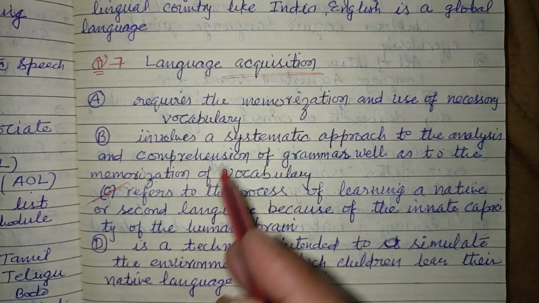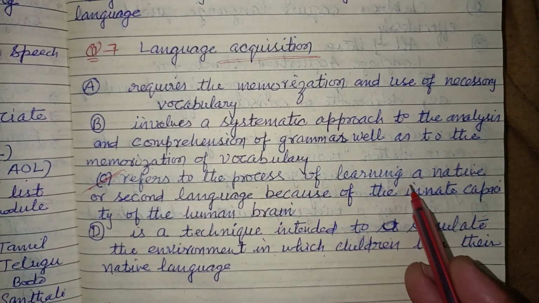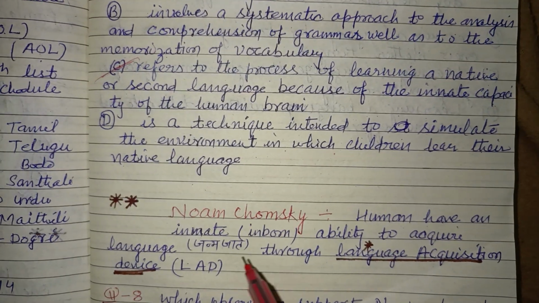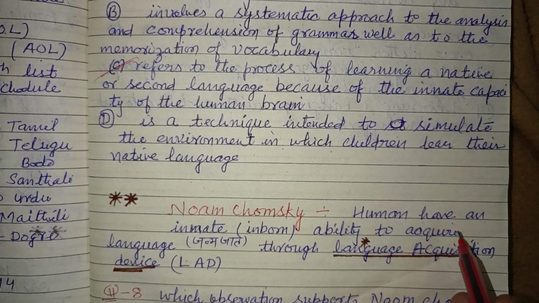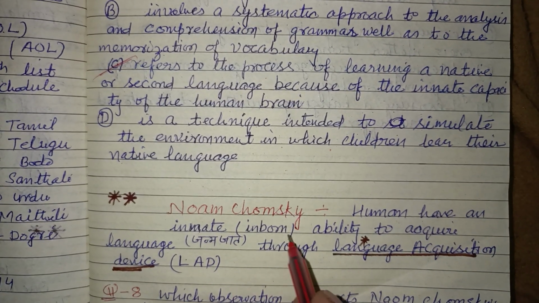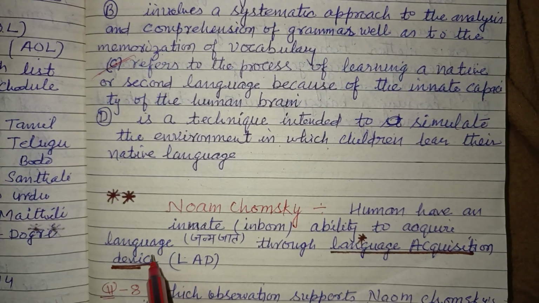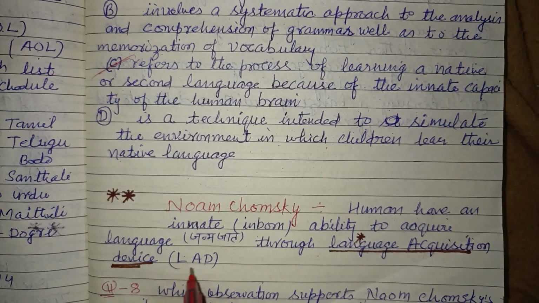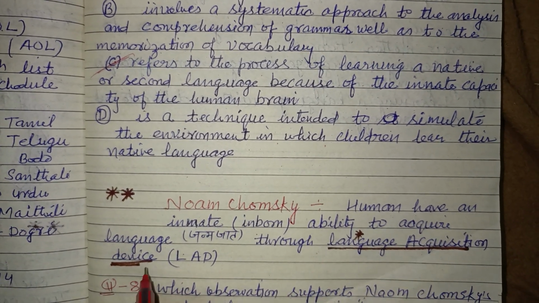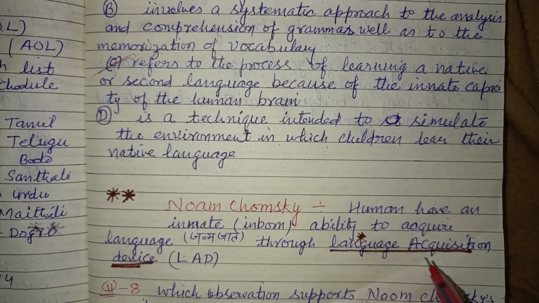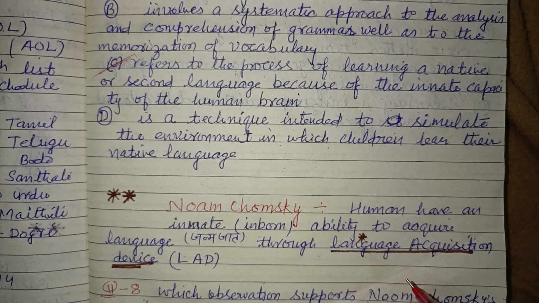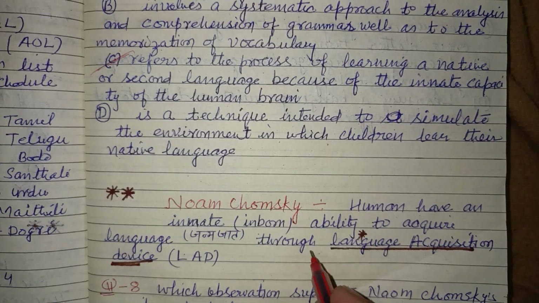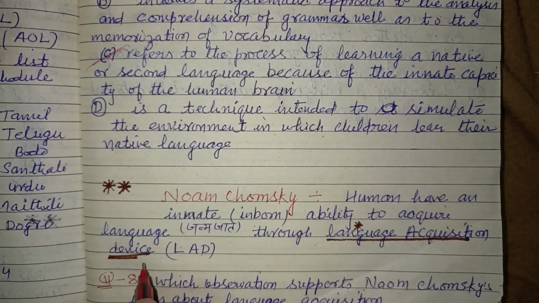Language acquisition refers to the process of learning a native or second language because of the innate capacity of the human brain. According to Noam Chomsky, humans have an innate or inborn ability to acquire language through the language acquisition device, LAD. So humans can learn different languages by their innate ability to acquire language, and this is called the language acquisition device, LAD.